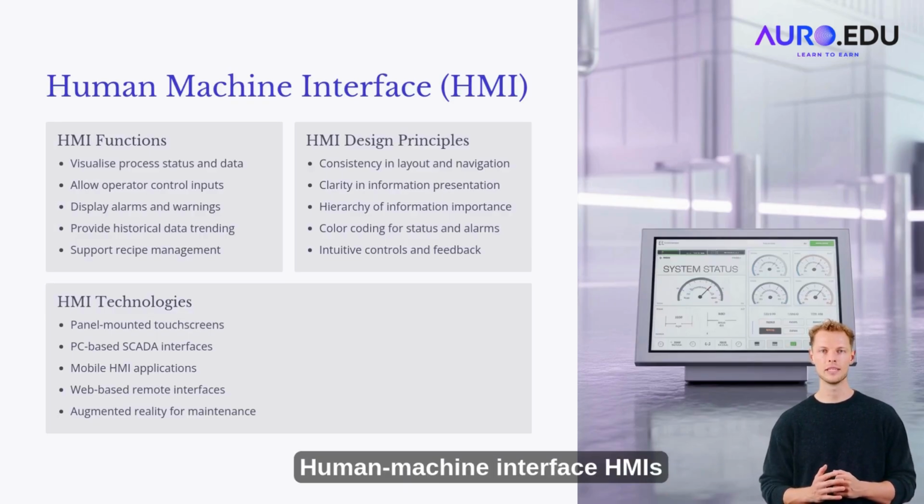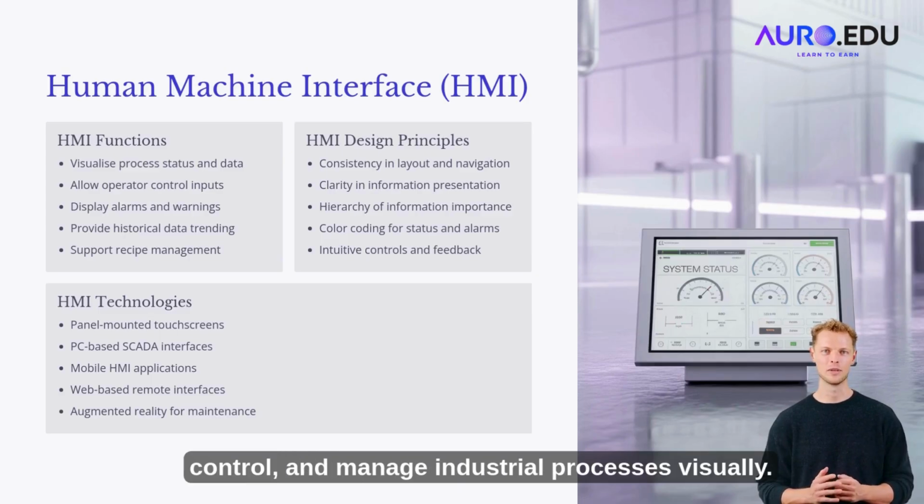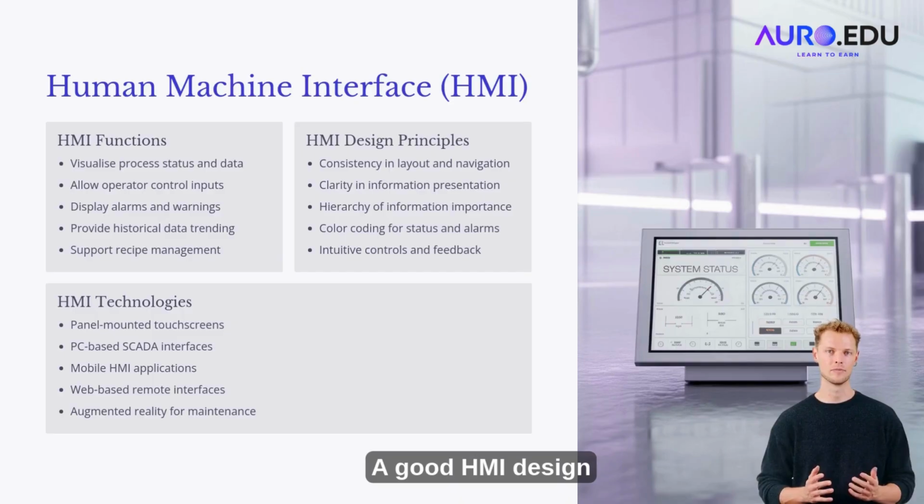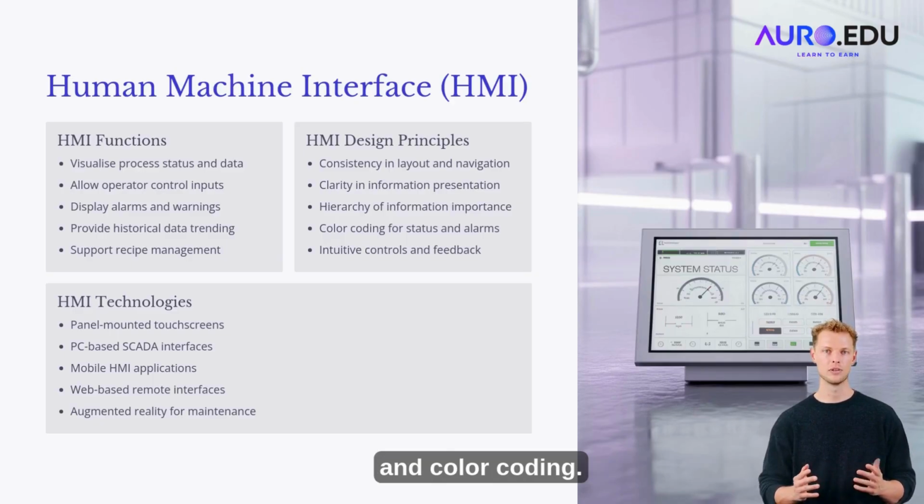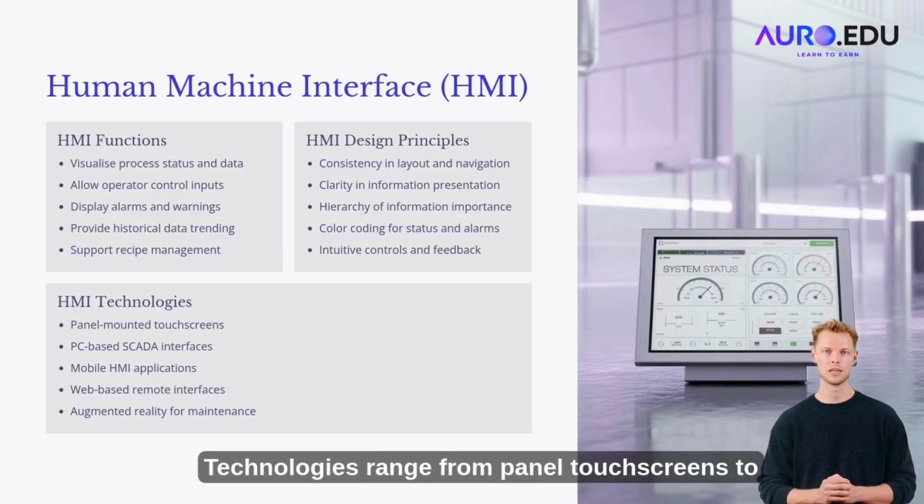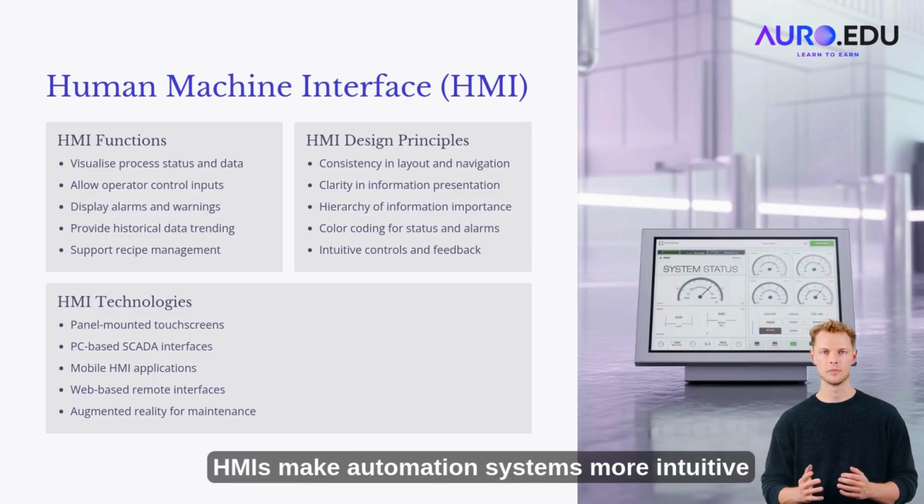Human-machine interface, HMI. HMIs allow operators to monitor, control, and manage industrial processes visually. A good HMI design uses consistent layouts, clear data presentation, and color coding. Technologies range from panel touchscreens to mobile and web-based HMIs, even augmented reality. HMIs make automation systems more intuitive and efficient.